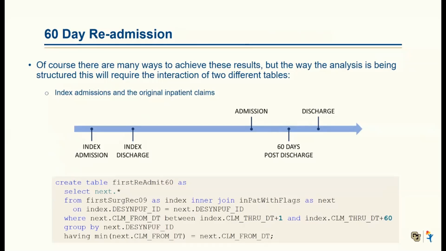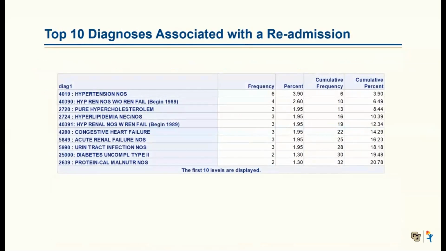The where clause specifies that only found records will be kept if the joined next record occurs at least 1 day after discharge and up to 60 days. The having clause further reduces the set to the first observed readmission. This process will net us 19 readmitted individuals. Here again, we can look at diagnoses associated with readmission.